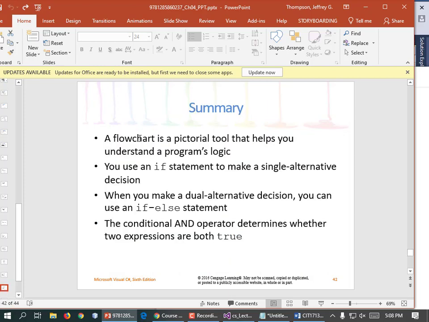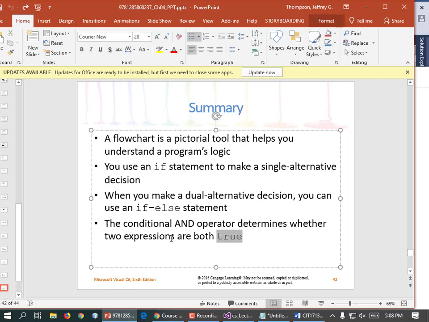So a summary. What's a flow chart? Use an if statement to make a single alternative decision. That's true. If age less than 6, print preschool. When you make a dual alternative decision, you can use if else. Make sure they're mutually exclusive, one or the other. You can keep chaining if elses, as many as you need. And then the conditional and operator determines whether two expressions are both true, whereas or determines whether one of two expressions is true.